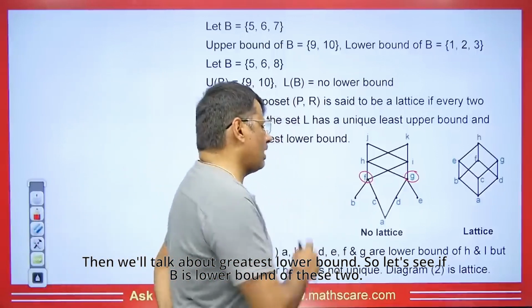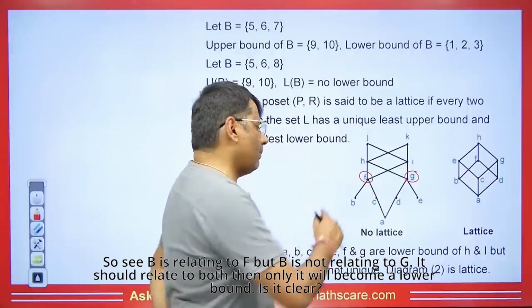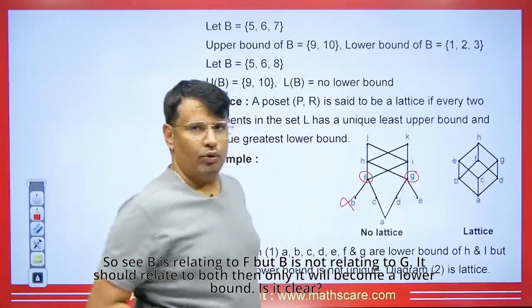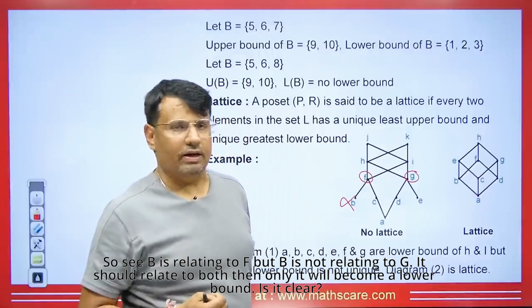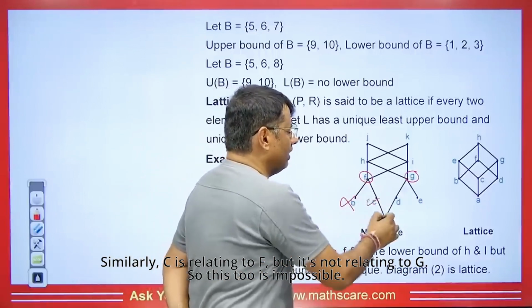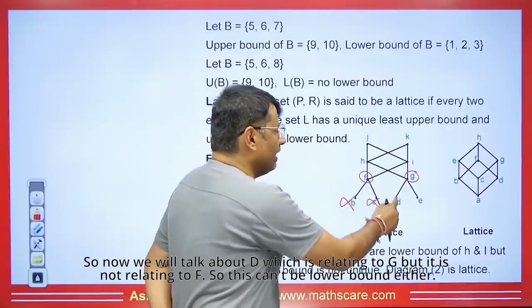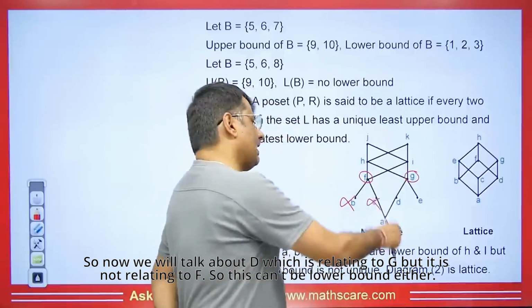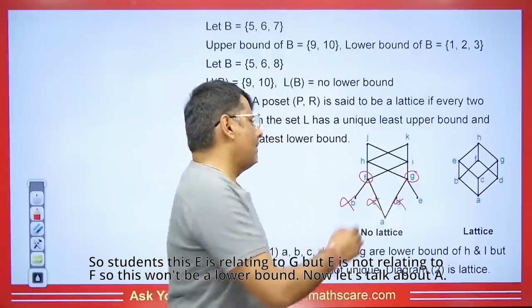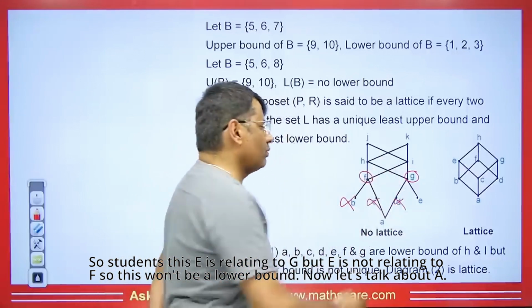So let's see if b is a lower bound of these two. See, b is relating to f, but b is not relating to g. It should relate to both, then only it will become a lower bound. Is it clear? Similarly, c is relating to f, but it's not relating to g, so this too is impossible. Now d is relating to g, but it is not relating to f, so this can't be a lower bound either. And e is relating to g, but e is not relating to f, so this won't be a lower bound.